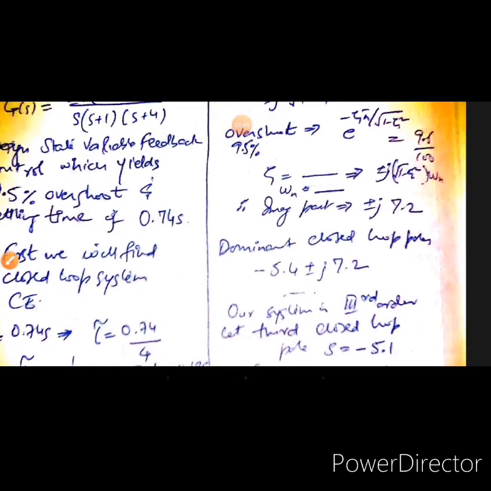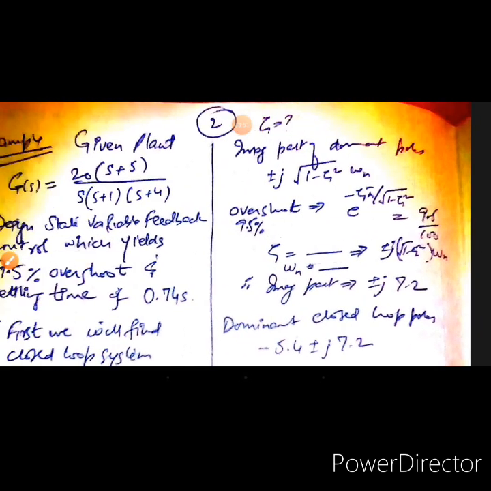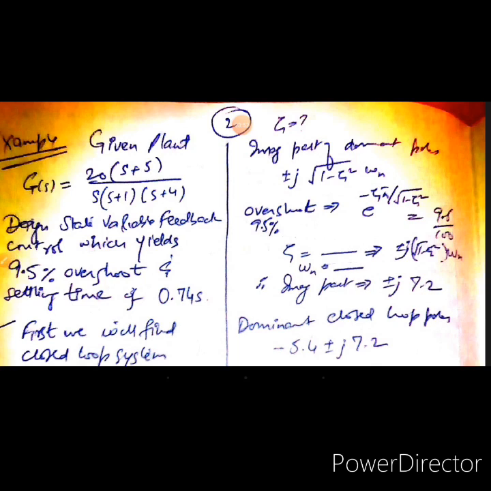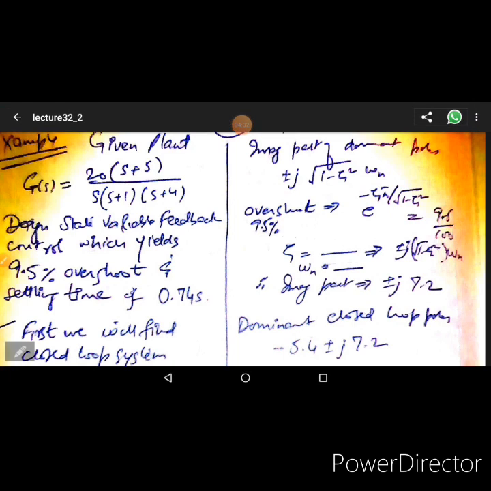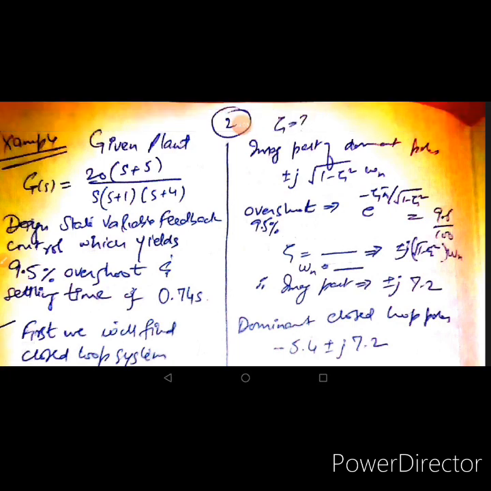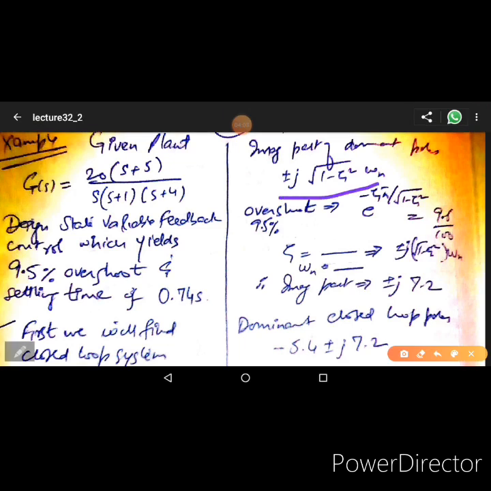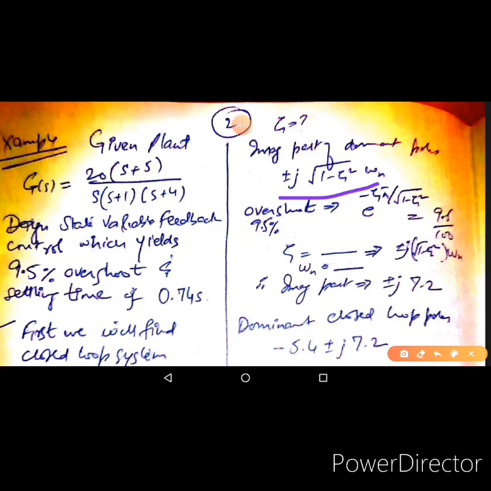Now the next thing is that we need to find zeta. We know zeta omega n, the product of zeta with omega n, and we don't know omega n at the moment, so we need to find zeta. The other thing that we need is the imaginary part of the dominant pole. The imaginary part of the dominant pole by formula is plus minus j under root 1 minus zeta square omega n. So we can obtain zeta from overshoot.